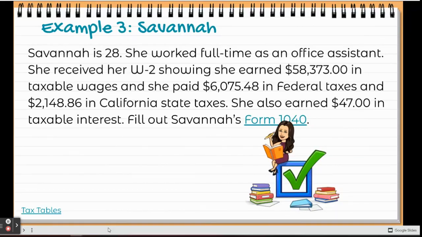So for this example, we're looking at Savannah, who's 28, works full-time as an office assistant. Her W-2 shows she earned $58,373 in taxable wages, and she paid $6,075.48 in federal taxes, $2,148.86 in California state taxes, and she earned $47 in taxable interest. So we're going to go ahead and complete the 1040.